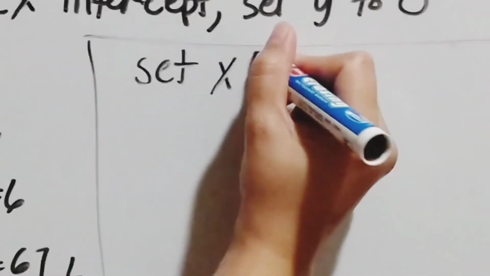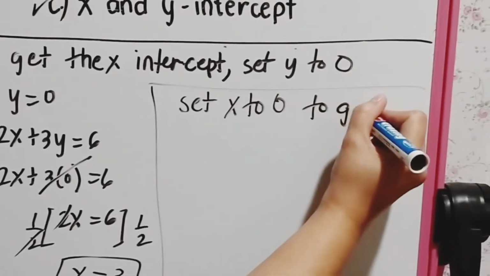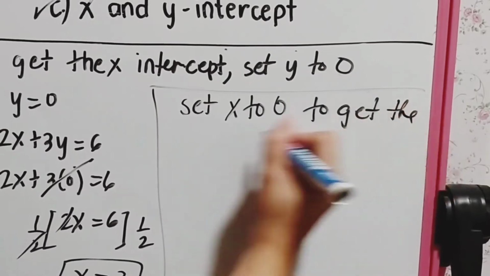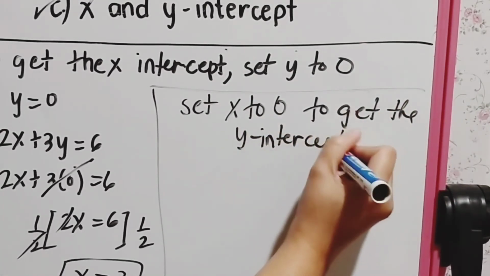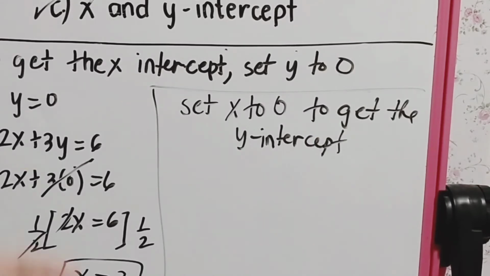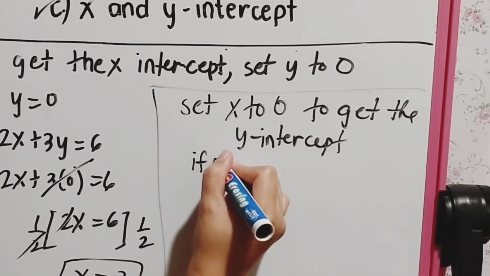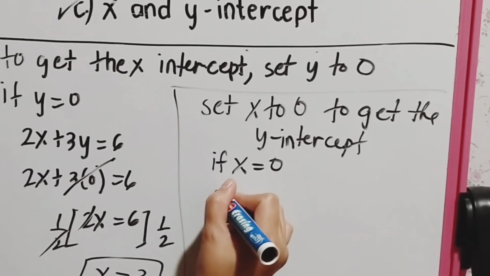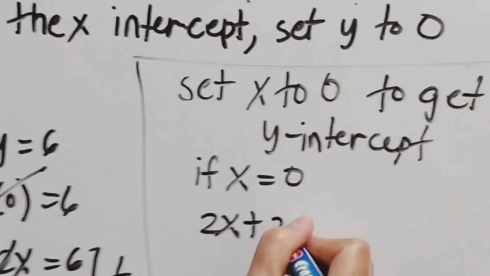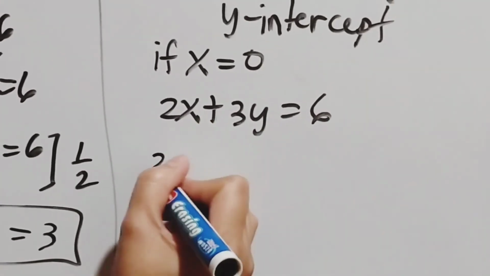Now, if you want to get the y-intercept, this time, we need to set x to 0 to get the y-intercept. Kasi kapag yung point na sa y-axis, ang value ng x ay 0. So, kung ang x ay 0, anong magiging value ng y? 2x plus 3y equals 6. So, papalitan natin ng 0 yung x.